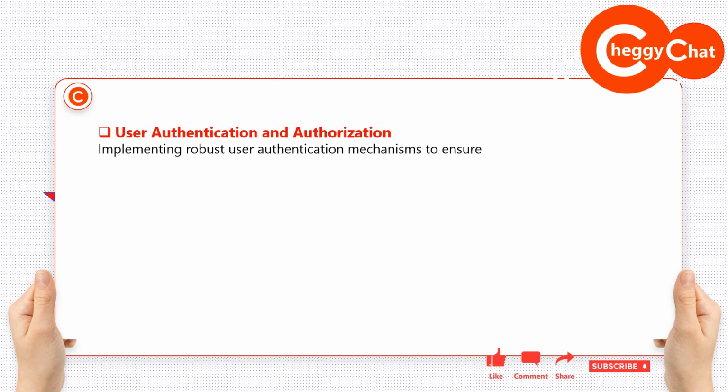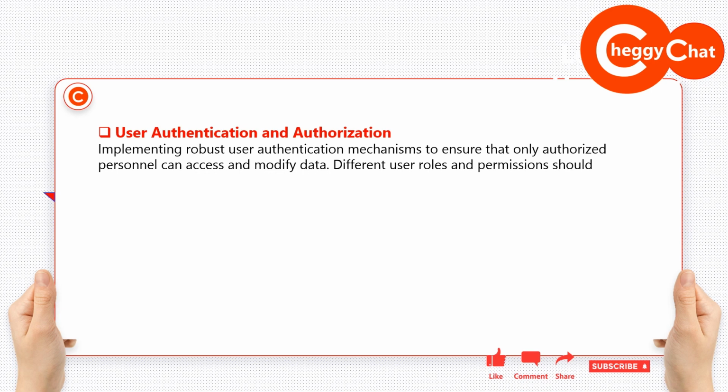User authentication and authorization. Implementing robust user authentication mechanisms to ensure that only authorized personnel can access and modify data. Different user roles and permissions should be defined to restrict access based on job responsibilities.